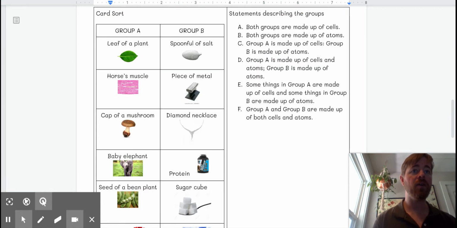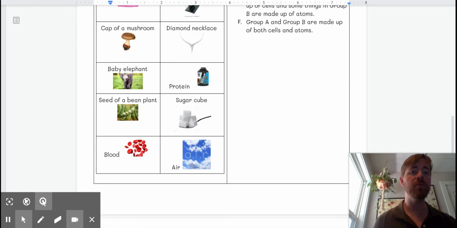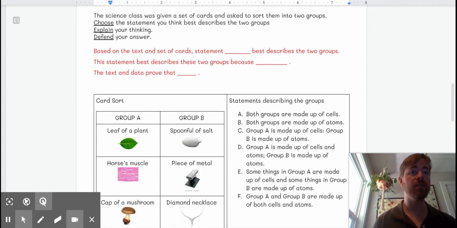They also had the cards a spoonful of salt, a piece of metal, a diamond necklace, protein like you would see at a health food store, and sugar cubes and air. So the students were asked to sort these cards. They were all mixed up. They were asked to sort them into two groups. So this is how they grouped them.